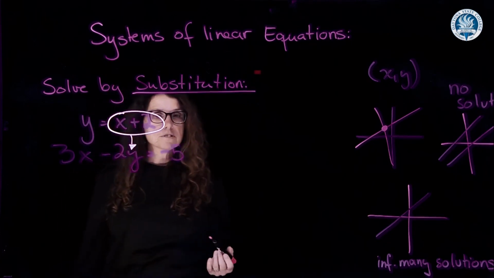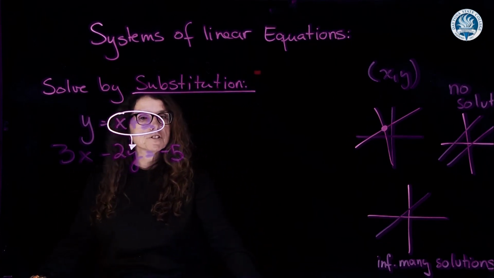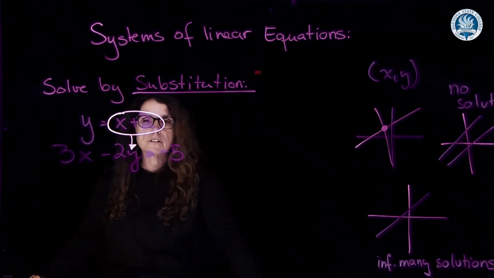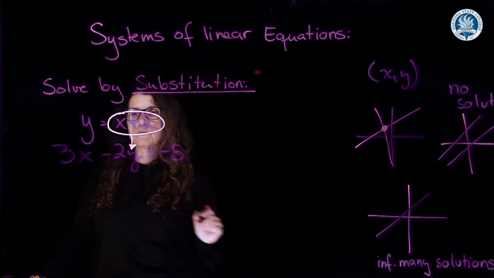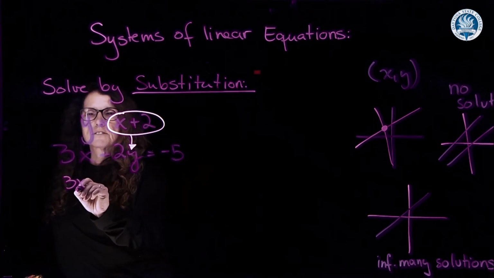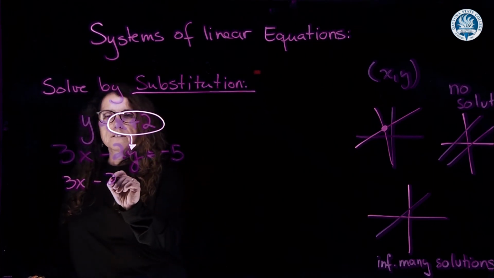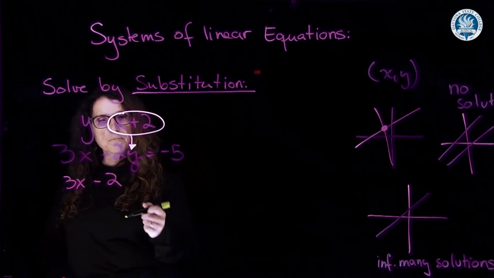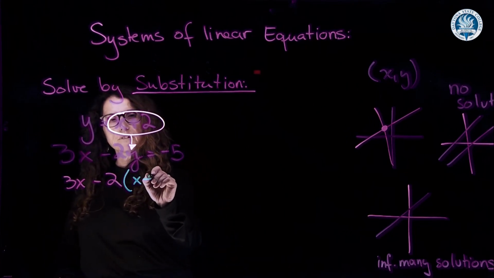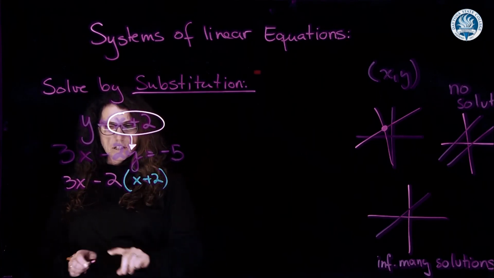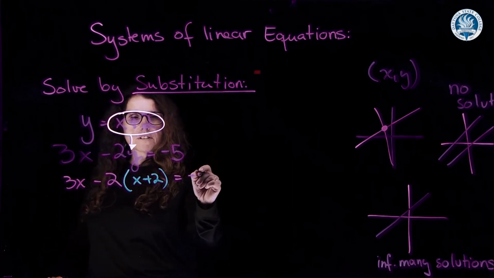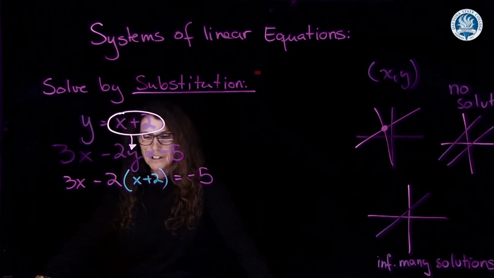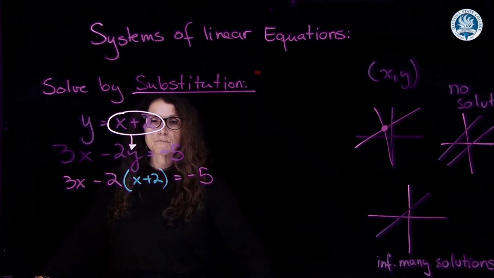Why do we do this? We can only solve an equation with one variable, so we try to change our equation into one variable. 3x stays the same, minus 2 times y. However, y is being substituted with what? x plus 2. And now finish up, equals -5. So this is our new equation, and you can clearly see it has only one variable.